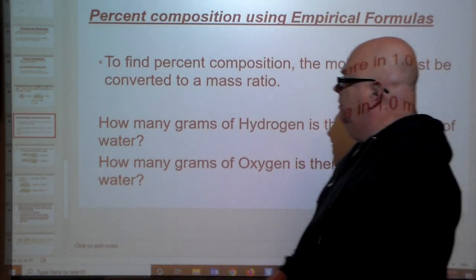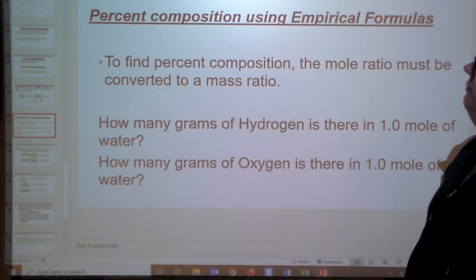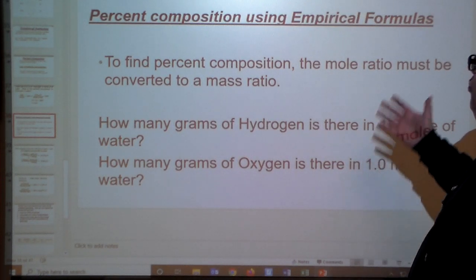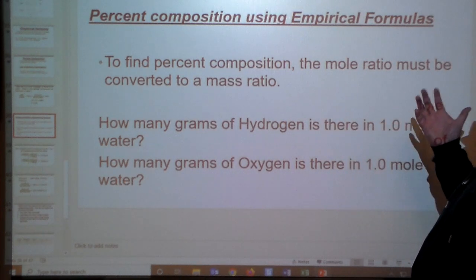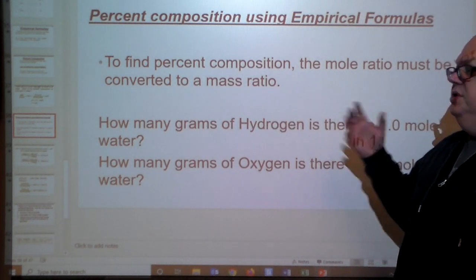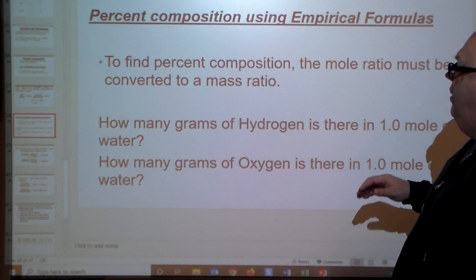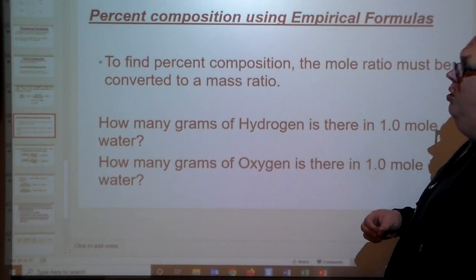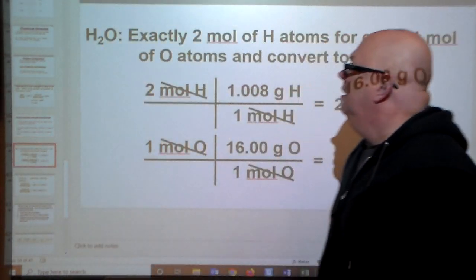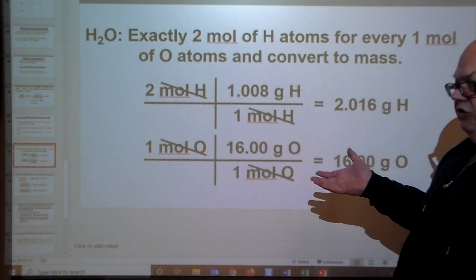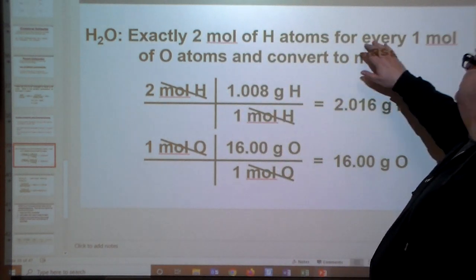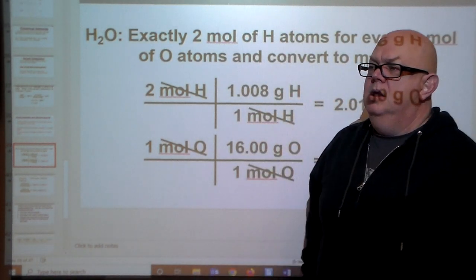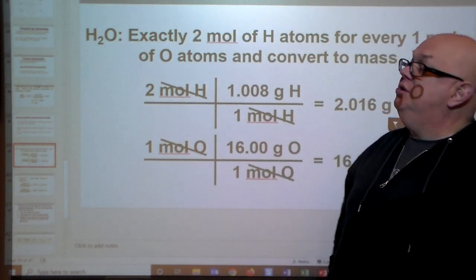So, what happens if we find percent composition using empirical formulas? Okay. When you look at that, the mole ratio has to be changed to a mass ratio. It gets converted, okay? So how many grams of hydrogen are there in 1 mole of water? How many grams of oxygen are there in 1 mole of water? Okay, well, let's look at water. You get 2 moles of hydrogen atoms for every 1 mole of oxygen atoms, and you convert that to mass, okay? I personally think there's an easier way to do this.